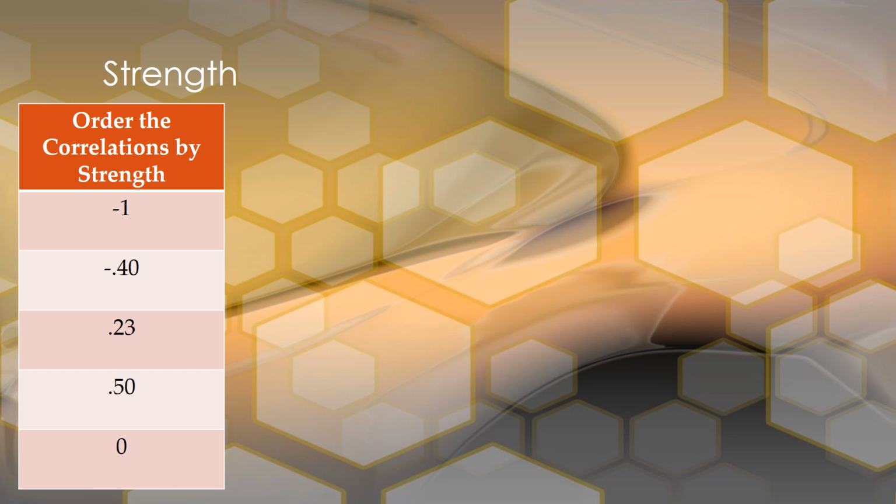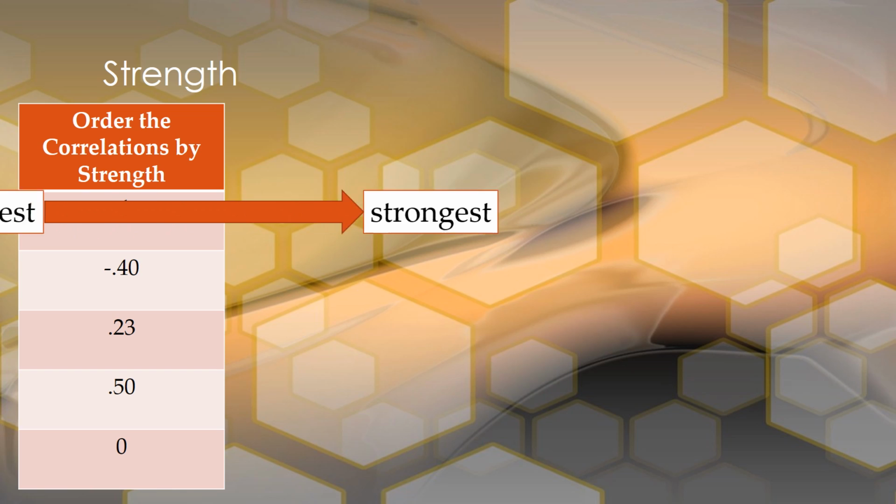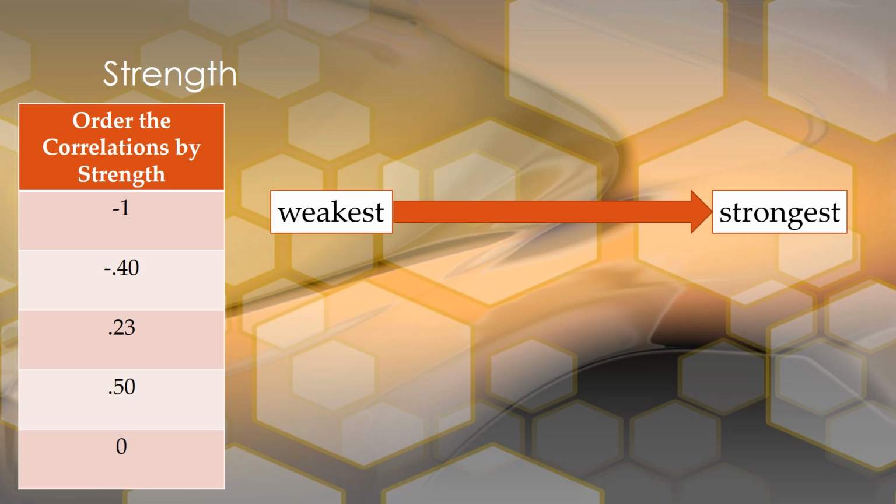Here's some examples of correlation coefficients, and we're going to order these by strength. We're going to go from weakest to strongest. The weakest will be 0. The next one will be 0.23. The next one will be negative 0.40. Then the next one will be 0.5. And then the next one will be negative 1. So it goes from the lowest number to the highest, ignoring the sign. So remember, strength is not about the sign, only the number.